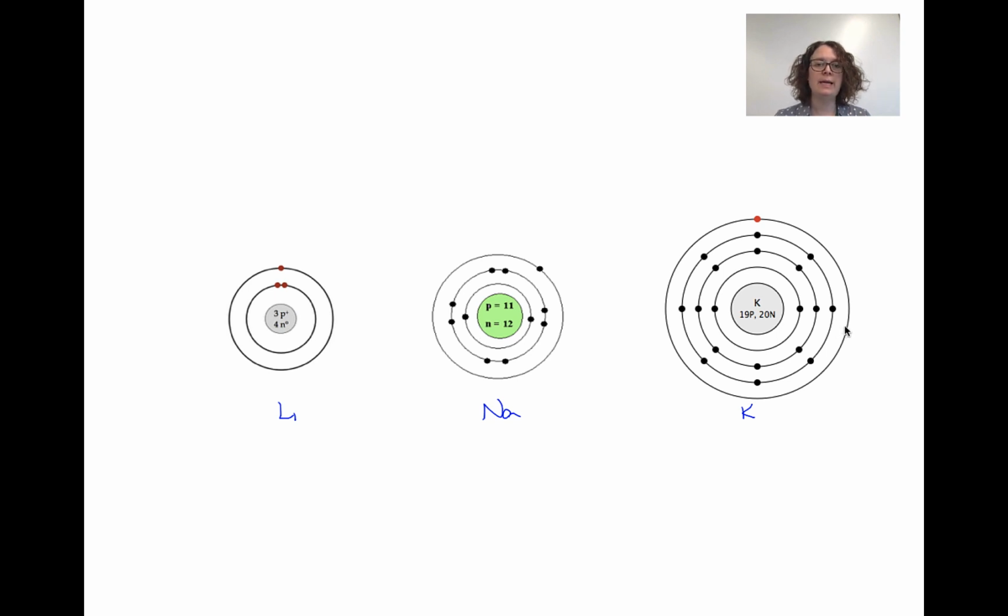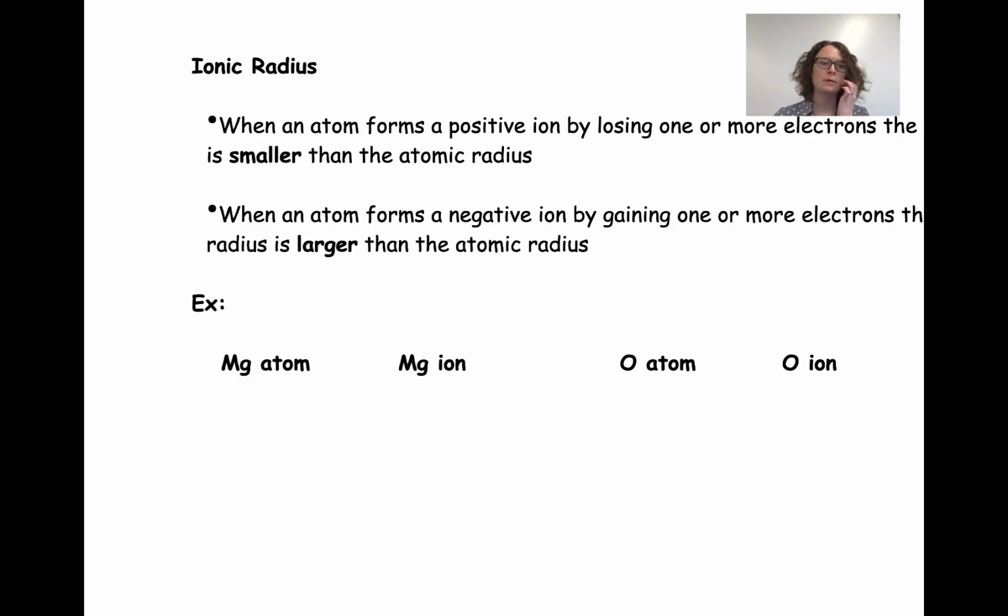And then we also have these inner electrons that are going to be shielding this outer electron from the nuclear charge. So it's going to probably be a little bit further away than it would be if these electrons weren't here in the middle. And there's a bunch of electrons in potassium that shield its valence electron from the charge of the nucleus.